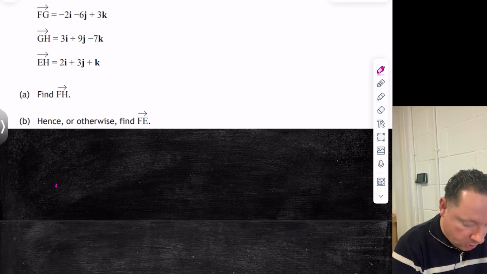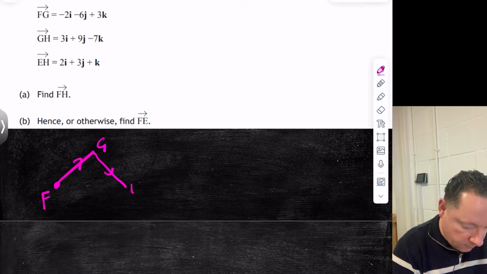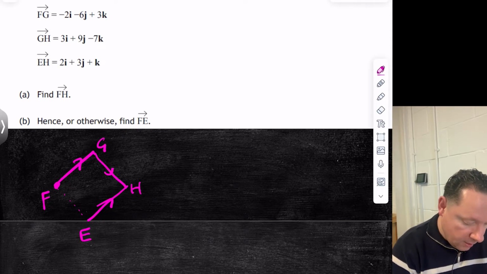If I draw a little picture, let's just call this f. I'm going up to g first. So there's g. And then it goes g to h. So let's just call that h. And then it goes e to h. Well, I could go h to e and just go the other way around for e to h. And then we could complete the picture by saying that there's going to be a vector there. That's going to be my f to e. I have to find that one.